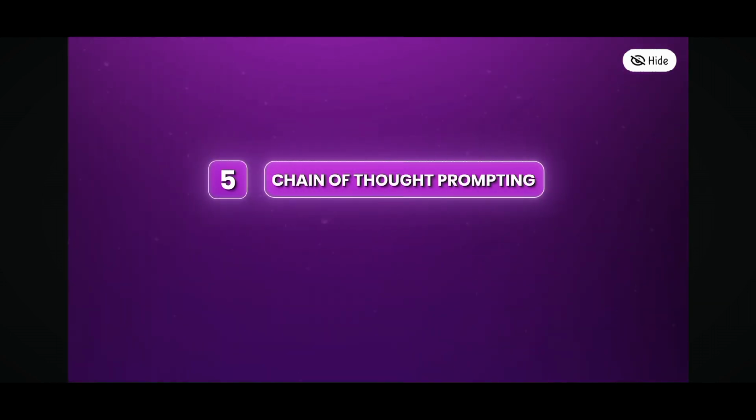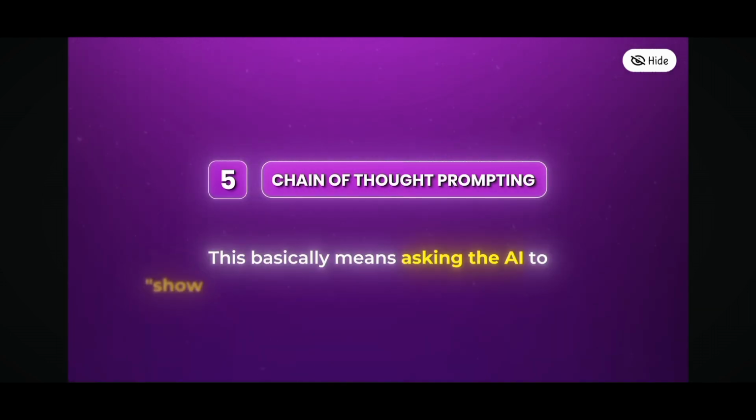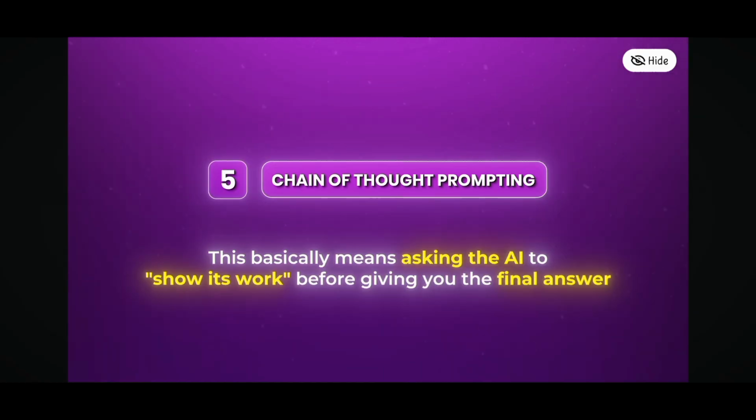Finally, for anything involving complex logic, you need chain of thought prompting. This basically means asking the AI to show its work before giving you the final answer. Instead of jumping to a conclusion, it forces the model to reason step by step, which drastically reduces errors.